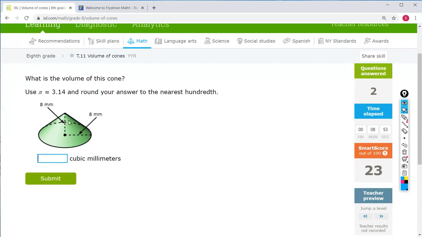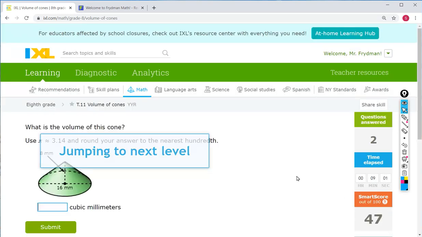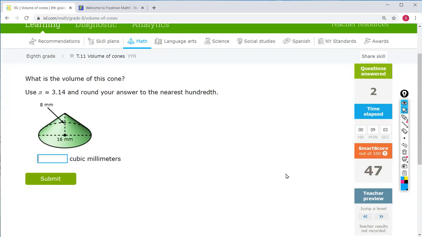Isn't that the exact same question that it just gave me? I'm going to move on to the next level. Okay, so this one is slightly different. See if you can spot where the difference is.